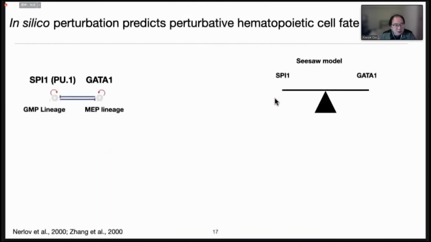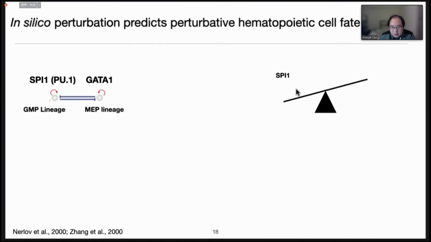Here I'm also going to demonstrate the predictive power of Dynamo, highlighting one perturbation prediction of the SPI1 or PU.1, GATA1 network motif. We know that PU.1 and GATA1 mutually inhibit each other, while also self-activating. It behaves like a seesaw model. In particular, we found that if we suppress GATA1 expression, this will break down the balance, and PU.1 will then win, and the cell will move toward GMP-like lineages.